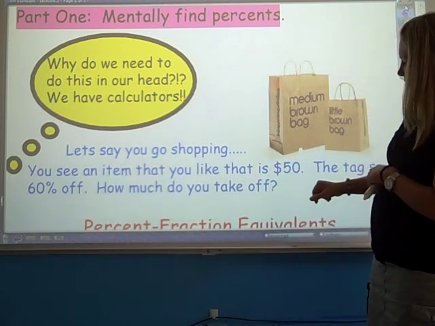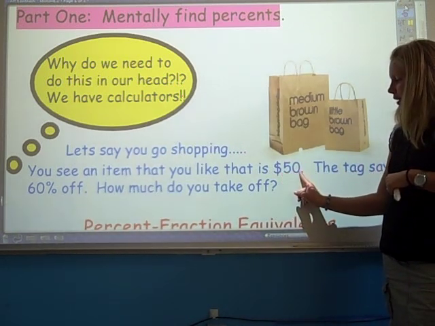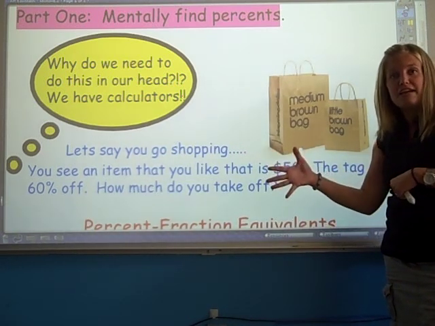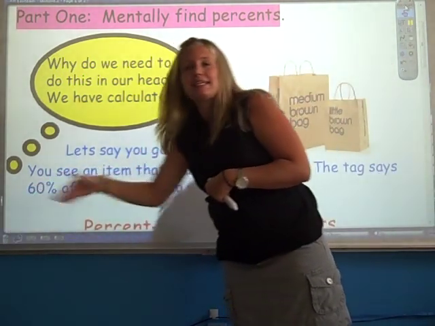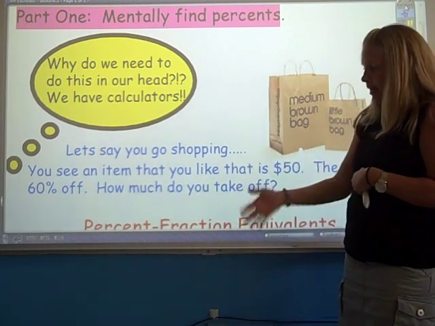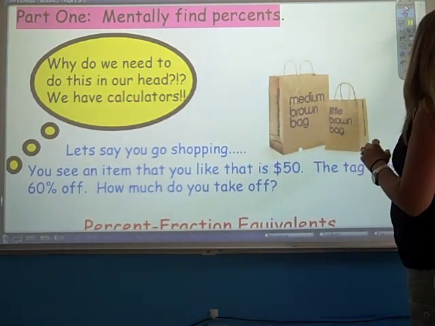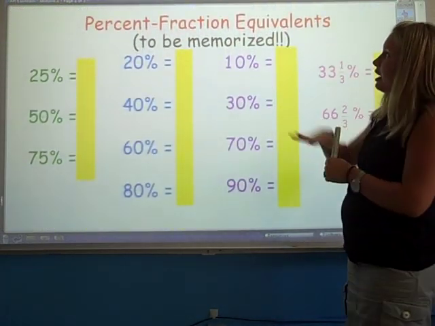Okay? And the way that I do that is I take 10% of this. Now 10% means you actually just move it over one. So that would be $5 if it was 10% off. But I have 60% off, so I have 6 times that. 6 times 5 is $30. And I'm going to teach you how to do that in this lesson. And we will practice more in class.